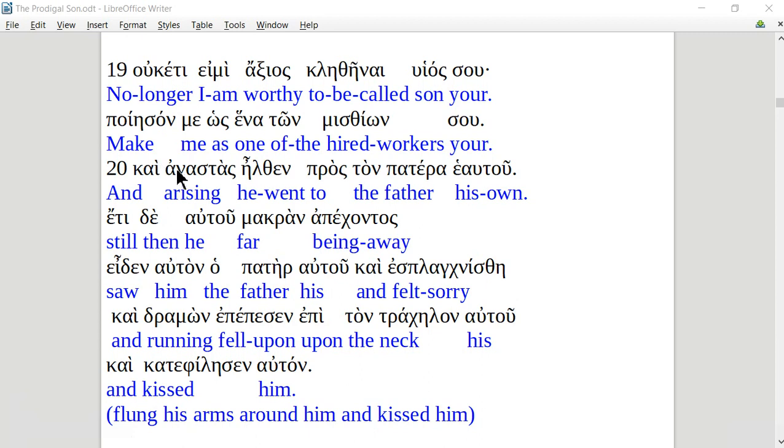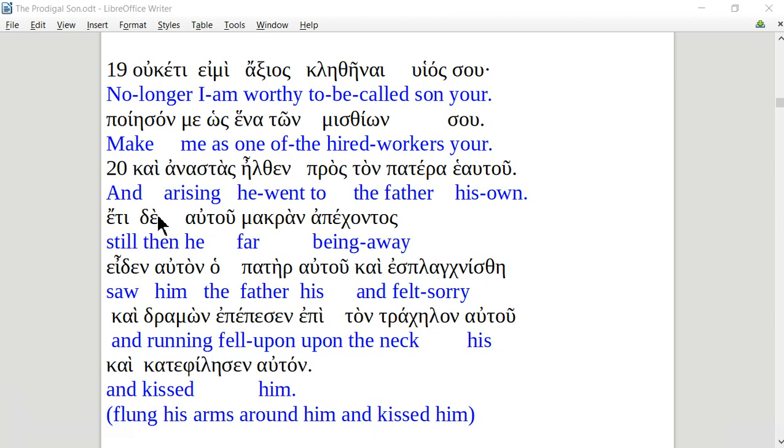Kai anastas, and arising, he went to the father, his own. We'd probably just say, to his father. Eti de autou makran apechontes, still he, being far away. De, all the time I just translate it by then, but often in English we wouldn't translate it, or else we translate it by other words.